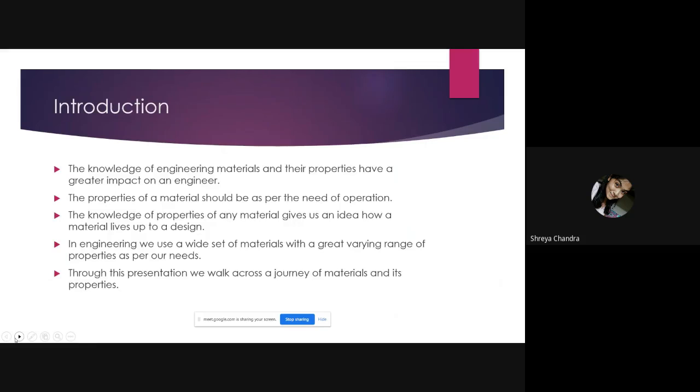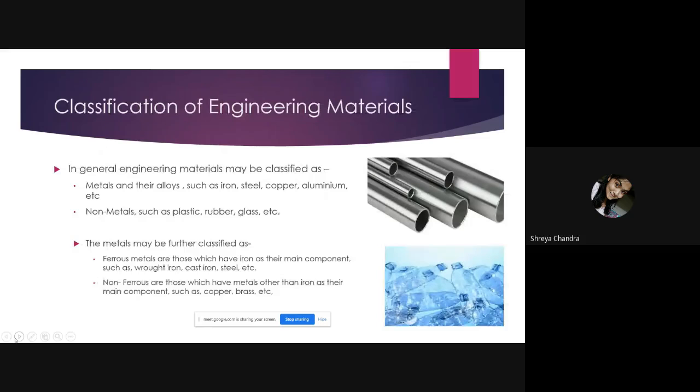Now, coming to the classification of engineering materials. Engineering materials are classified into two types. One is metals and one is non-metals. Metals are such as iron, steel, copper, and non-metals are examples like rubber, plastic, and so on.